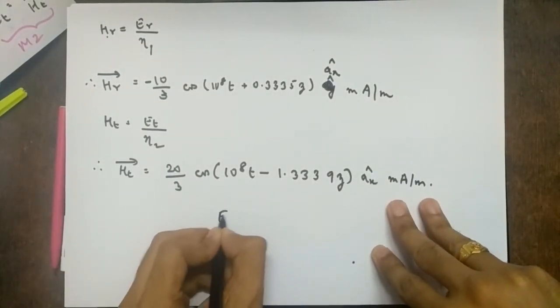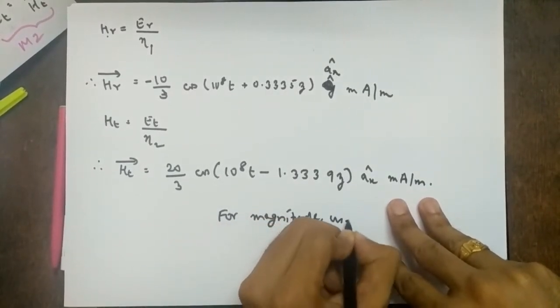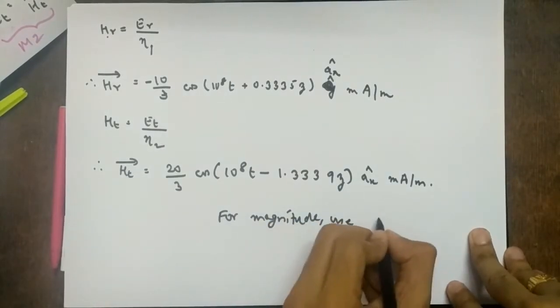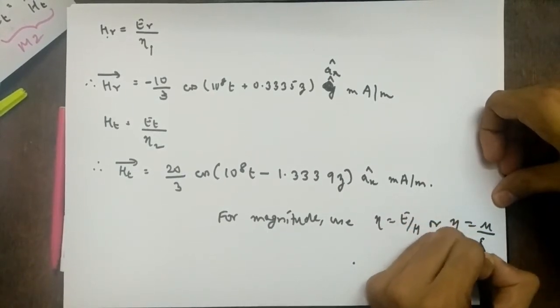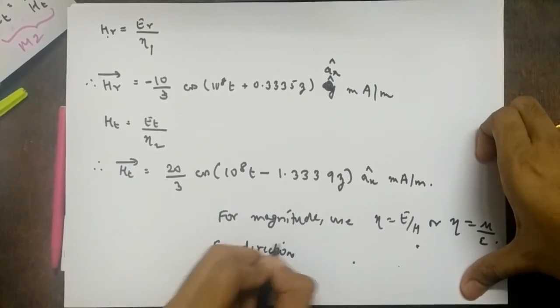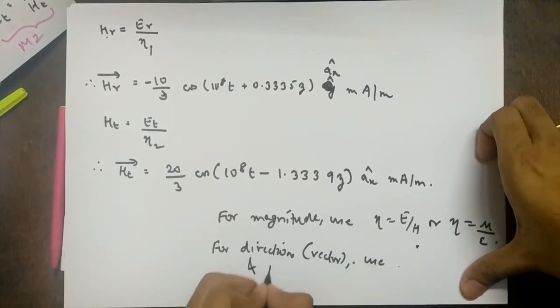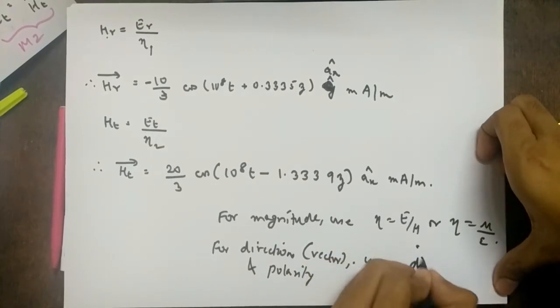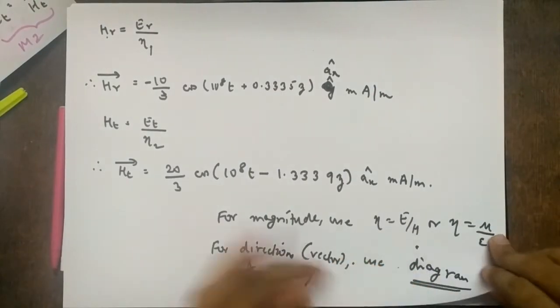So for magnitude, use eta is E by H or eta equal to root mu by epsilon. For directions, that is vector, and polarity. So plus and minus sign I am calling polarity. Use diagram. So that diagram which you draw should be correct. That is the assumption. Okay. This is the sum.